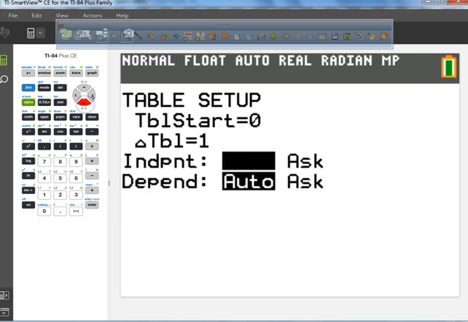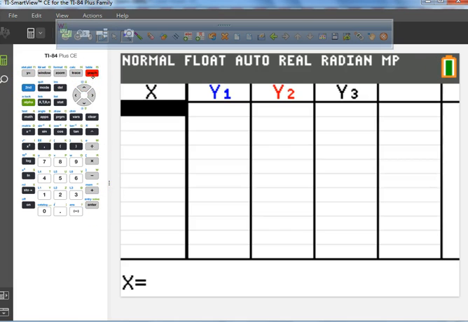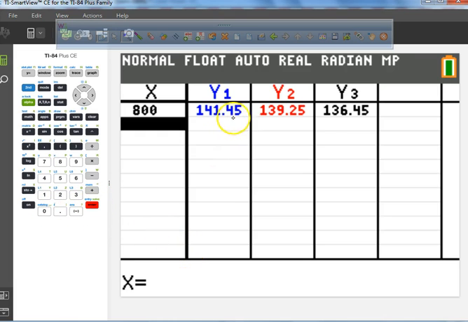If you wanted to, you could go over here to where it says ask. Okay? You could say ask. And then when you go over here, it's like, oh, where do you want to ask at? I want to ask when x is 800. Okay? Now, which answer is the right answer? First, second, or third? Y3. Okay, that's going to be our answer right there.